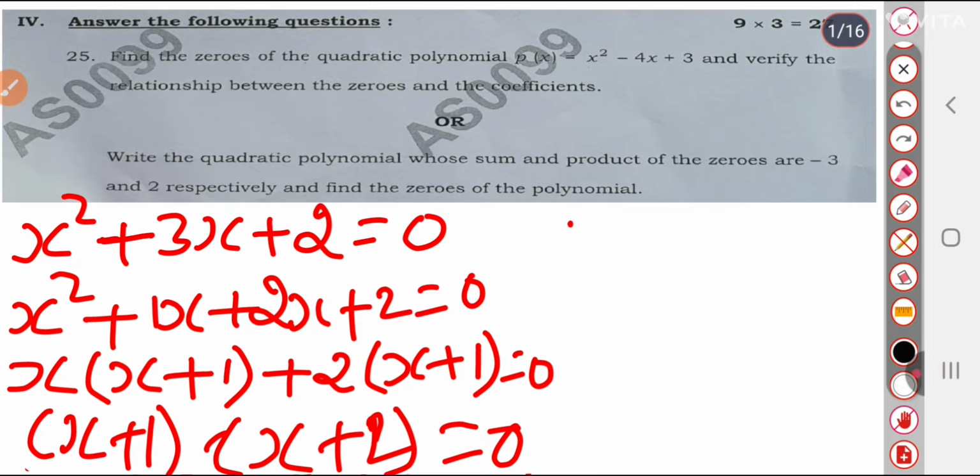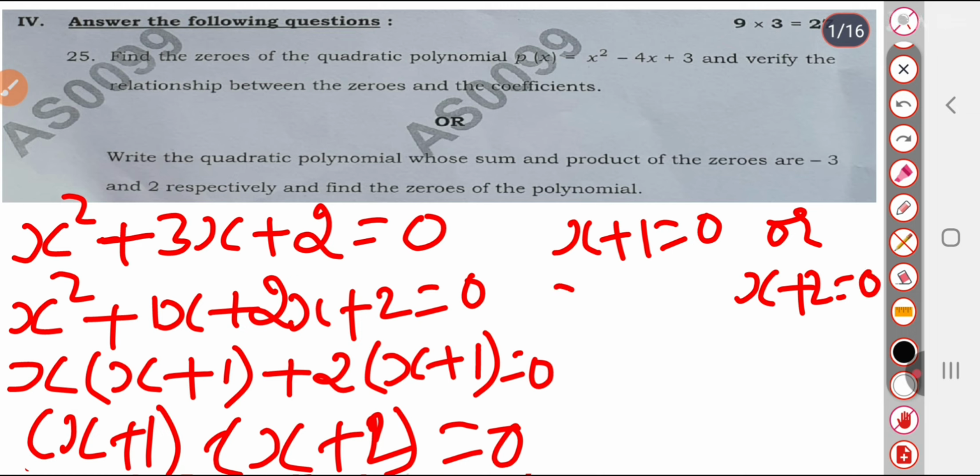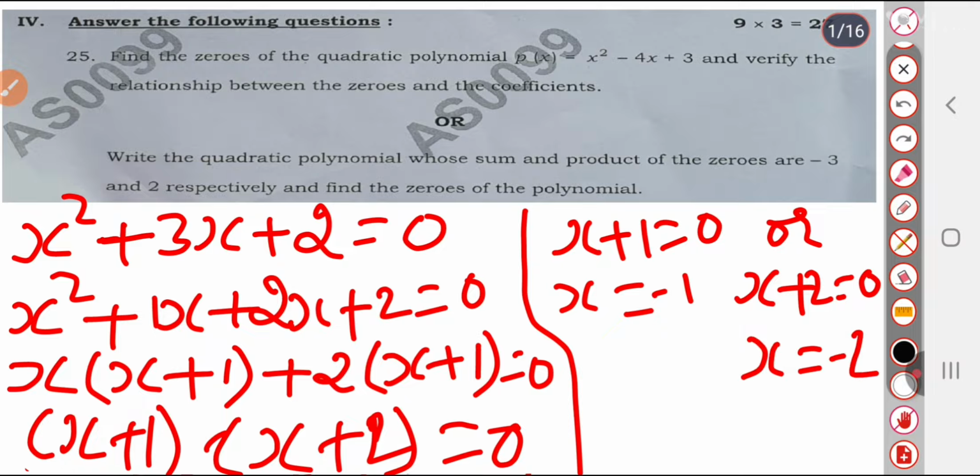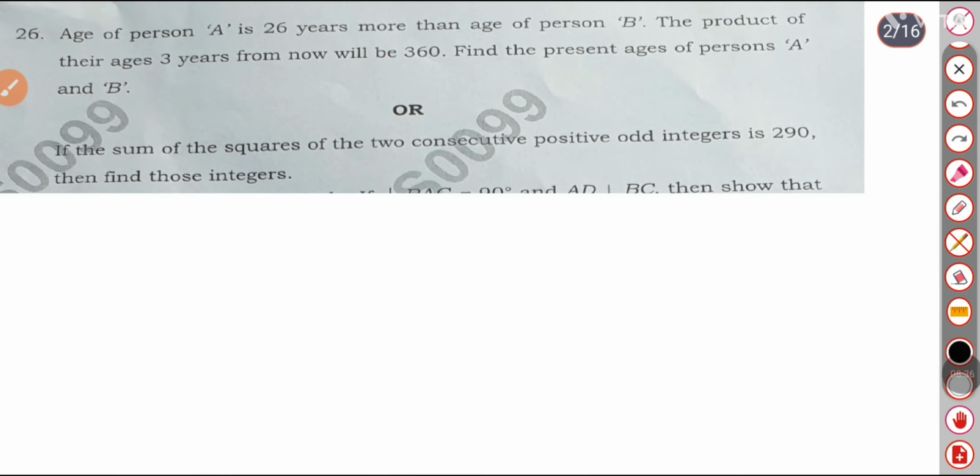Now x plus 1 is equal to 0 or x plus 2 is equal to 0. So x is equal to minus 1 and x is equal to minus 2 are the zeros of this polynomial. Shall we move on to the next question? That is question number 26.